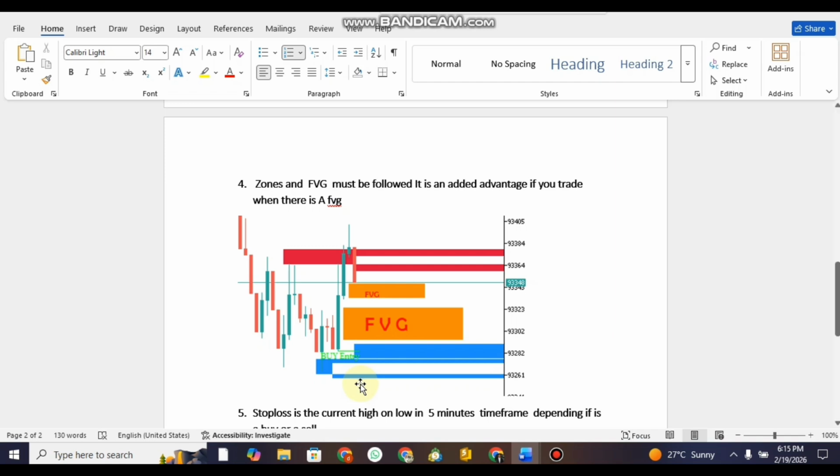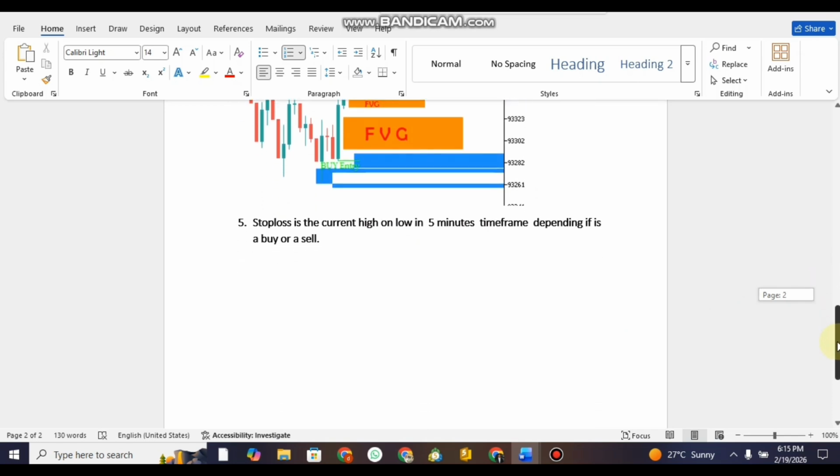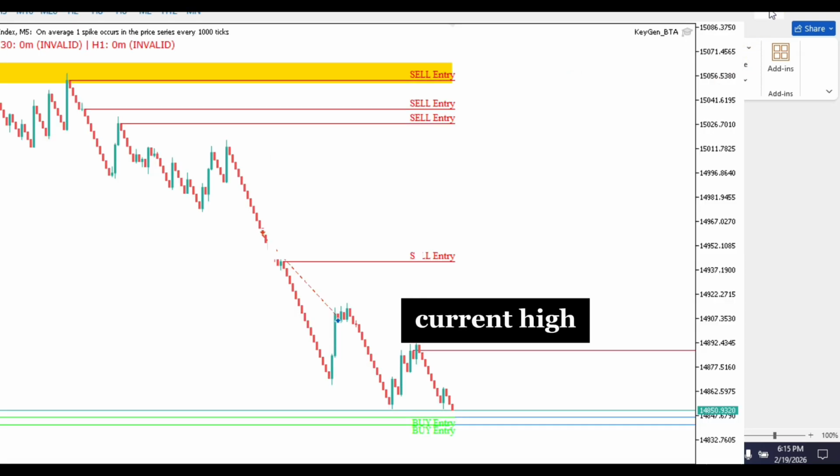Now, let's talk about the last rule, because I hope now you have understood the first 4. So this rule 4 on zones, make sure that one is followed. If you fail, you may get very bad results. So rule number 5, stop loss is the current high on lower time frame, like 5 minutes or 10, depending on whether it is a buy or a sell. So a current high, that is for a sell. A current low, that is for buys.